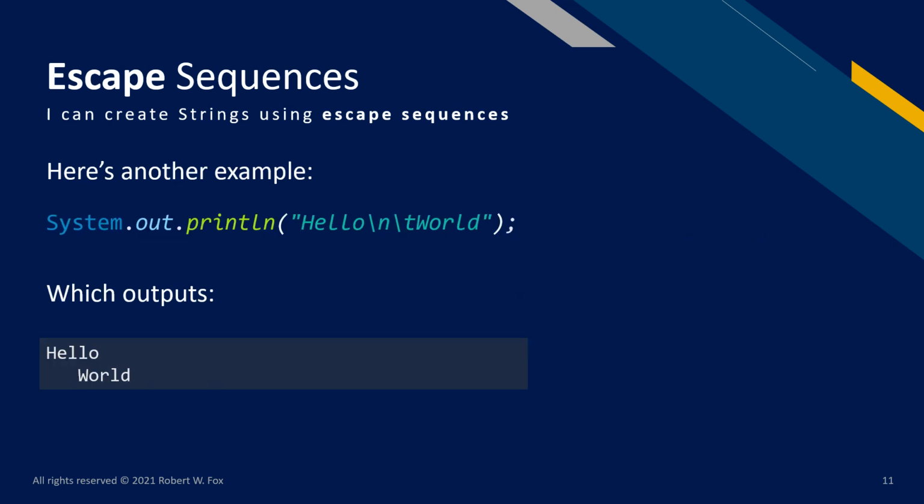Here's another example. I print line the words hello world, but I include two escape sequences, a backslash n and a backslash t. Backslash n creates a new line, backslash t creates a tab, and so the result is we have hello, but then we go to the next line and we tab in before we print world.